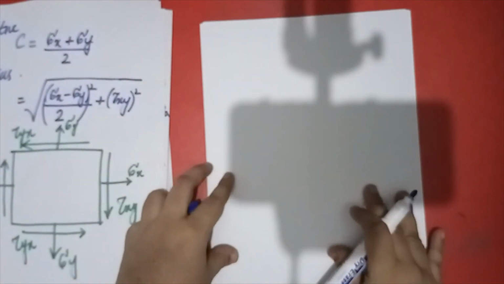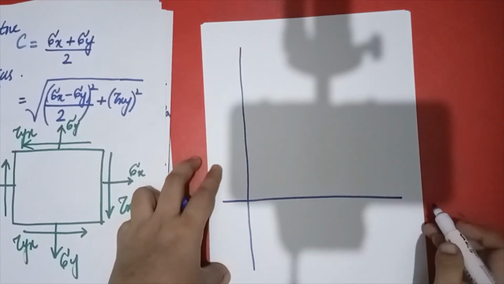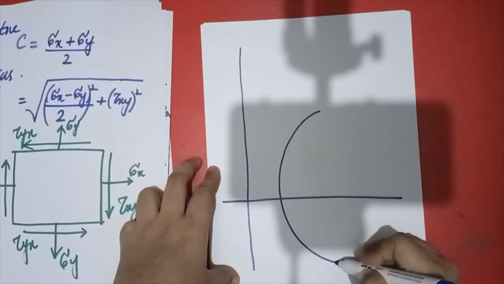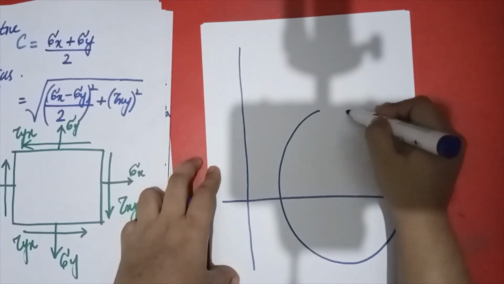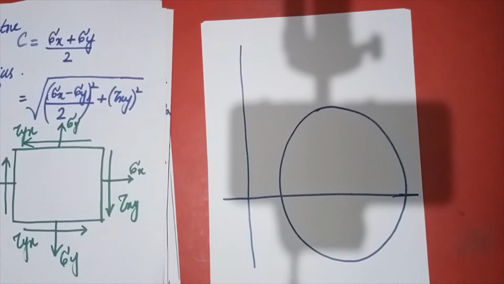on for the numerical problems. So for example, this is axis, and what I am going to draw is the Mohr circle. If it is your Mohr circle, what does it mean by that? So let me tell you here.